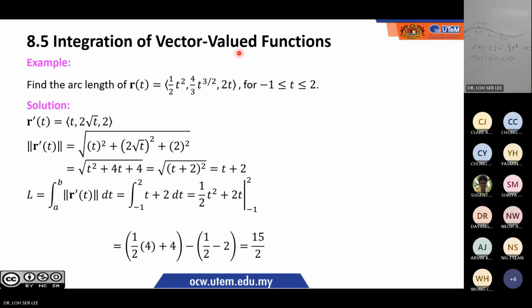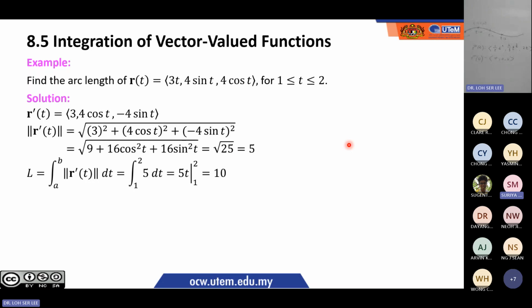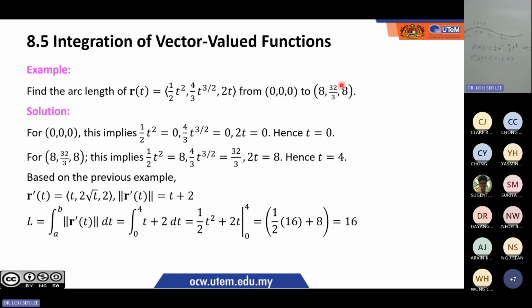Any questions? No. If the question gives you the value of t, you just use the value directly. But if you are given points, then you need to find the corresponding t, because according to the formula, we need the values a and b. These are not points, they are the values of t corresponding to the points.